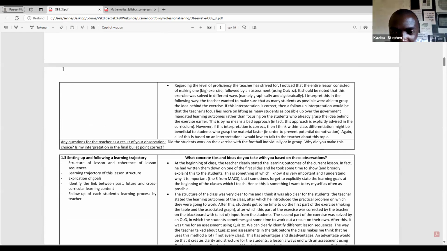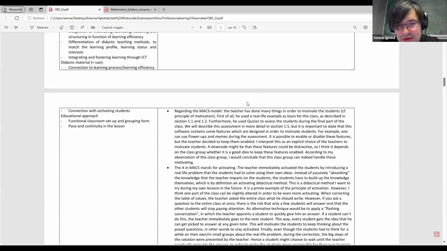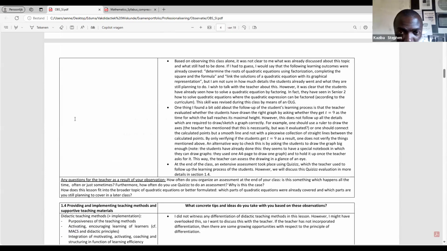But I wanted you to throw more light. I saw MAX, MSc, a year. What does it stand for? So MAX means motivating, activating, coaching, and structure. So motivation, activation, coaching, and structure. It's one of the models I think they developed in Antwerp, but I'm not sure about that, to look at didactics.